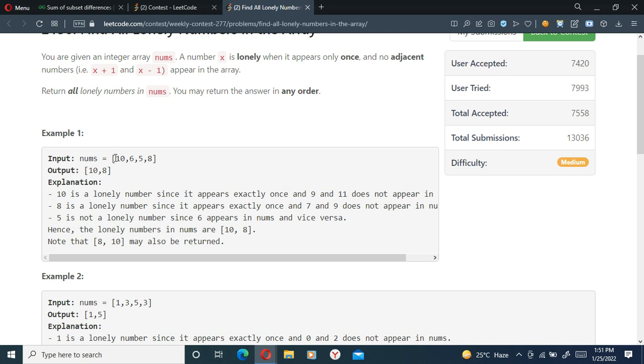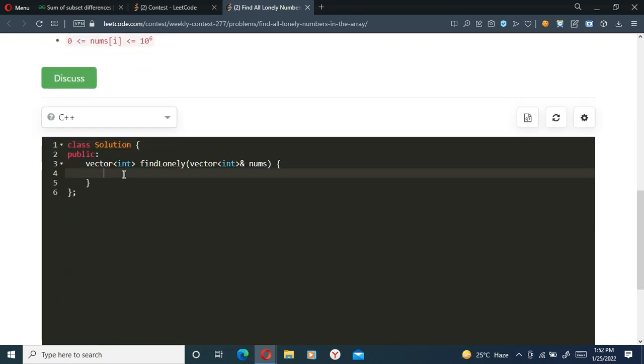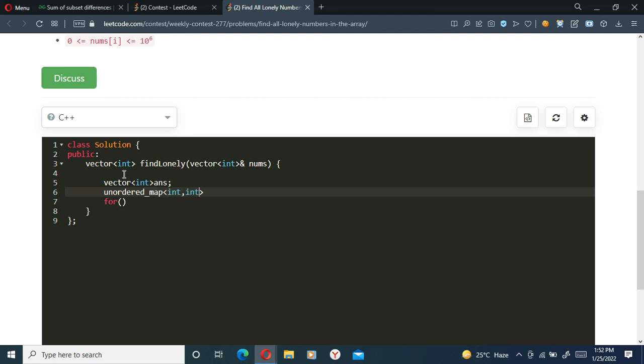Now I go on to the next pass and I'll see if 10 plus 1 exists in the map and 10 minus 1 exists in the map. If not, then add it, otherwise don't. Yes, this should work. So I'll say vector of int answer, and I'll create an unordered underscore map which says int comma int mp, for auto of it and nums.